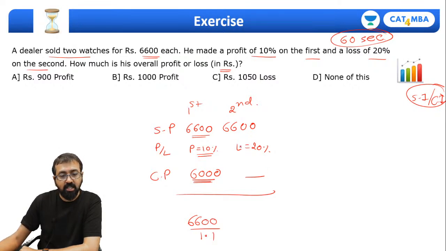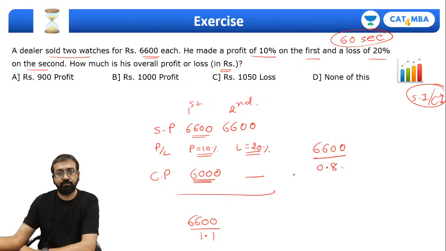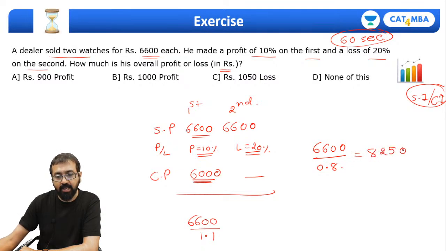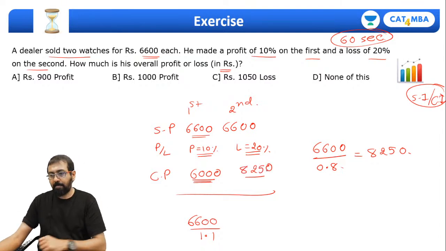Now this one, here we are incurring a loss of 20%. So 6,600 divided by 0.8. Okay. So what is it going to be? If you solve it, it will be 8250. Yes. 6,600 divided by 0.8 is 8250. Just solve it. So that means the cost price over here is 8250.